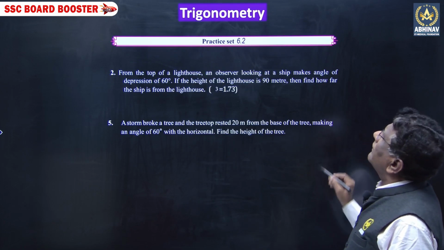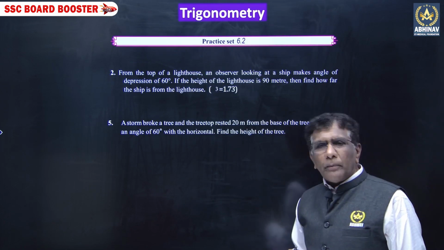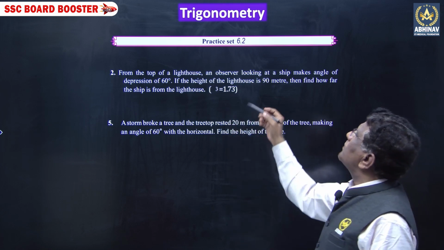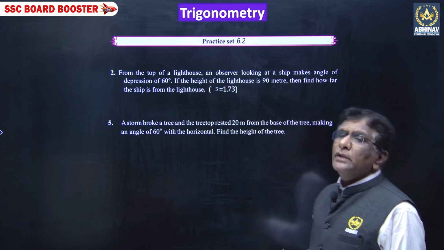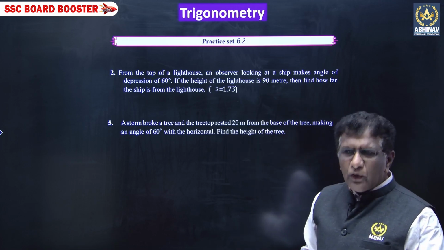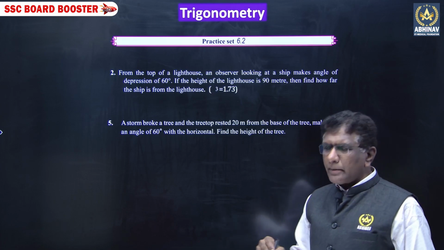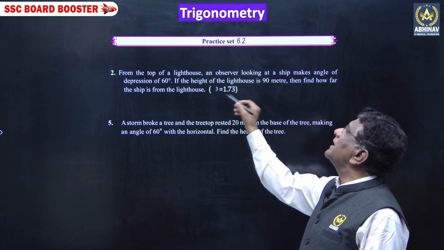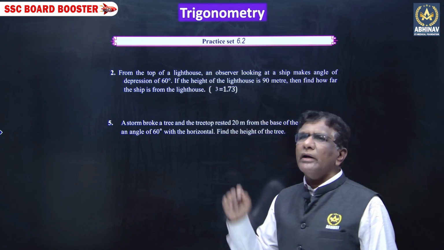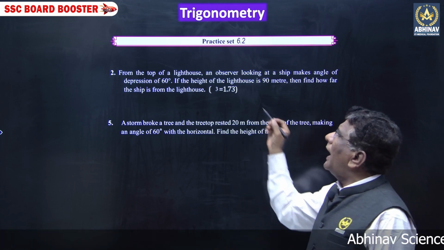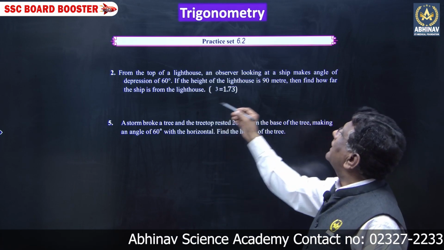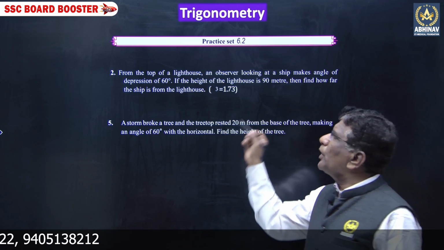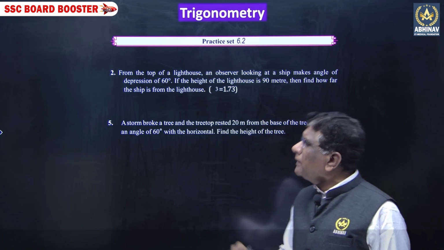Then coming to the next one, the word problems regarding trigonometry. Find the top of the lighthouse, with an observer looking at the ship. So we have to use the value of tan theta and all these things. It may be tan 30 or tan 60, and whatever the value of root 3 is given, it is 1.73, and adding this value you will get exactly how far the ship is from this particular lighthouse. So you have to find this one. Make practice of this example.